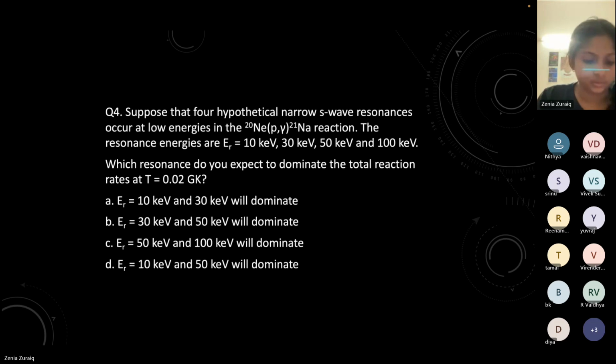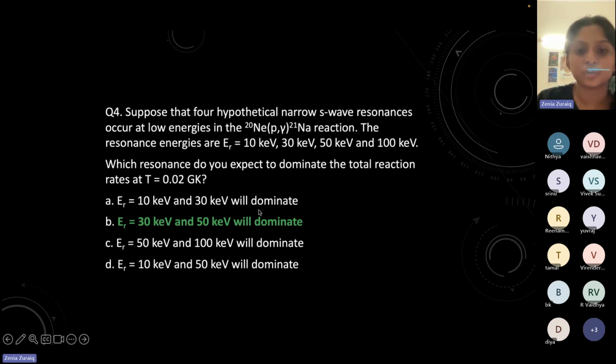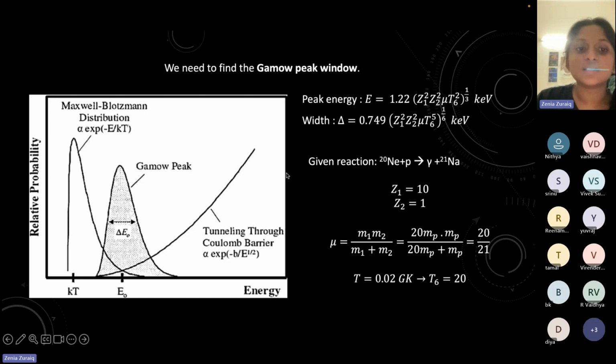Now if I go to the answer, I think people could not know how to solve it or you're taking time, but I don't have time either. So I'm moving to the answer. The answer is 30 keV and 50 keV will dominate. As I said, the reason is the gamma peak. Last time we already discussed these formulae. So if you have doubts about what this figure means, please go and watch last week's lecture.